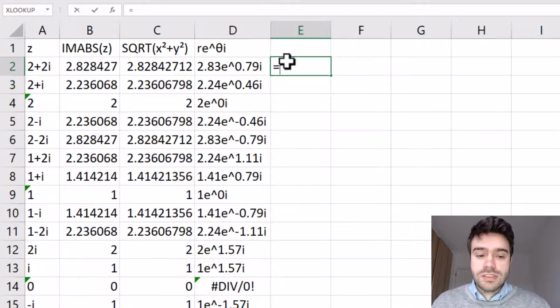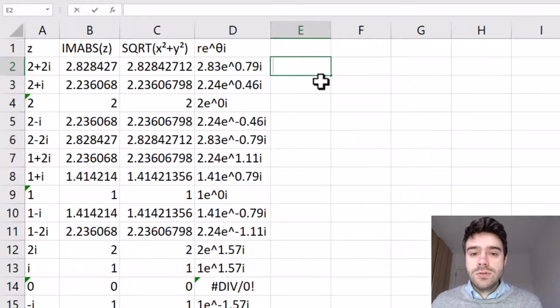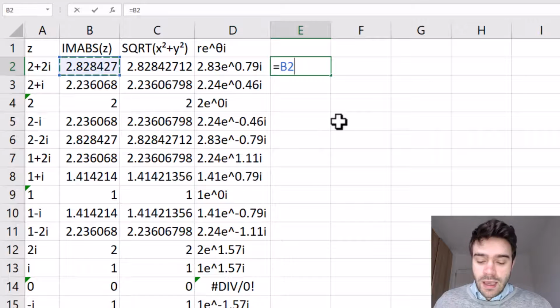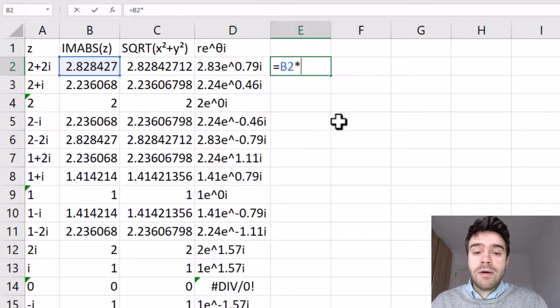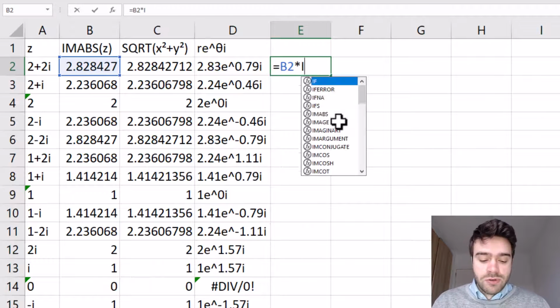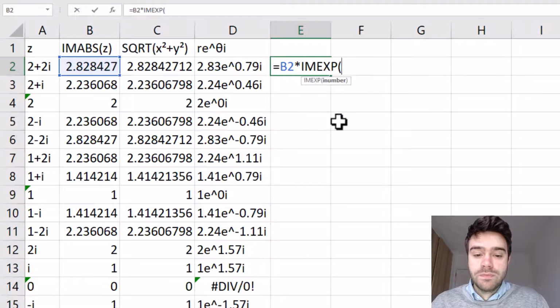Now let's use this exponential form to get back to our original complex number. Okay, so what we do is we take the modulus, or the absolute value of our complex number, which we've calculated using the IMABS function, and we multiply this with e to the power of theta i. Now this means we need to take the exponential of theta i, and since i is a complex number, we will have to use a special Excel function, which is called the IMEXP function, which will return the exponential of a complex number. Now here we have to provide an argument of the complex number. And so this will be theta i.